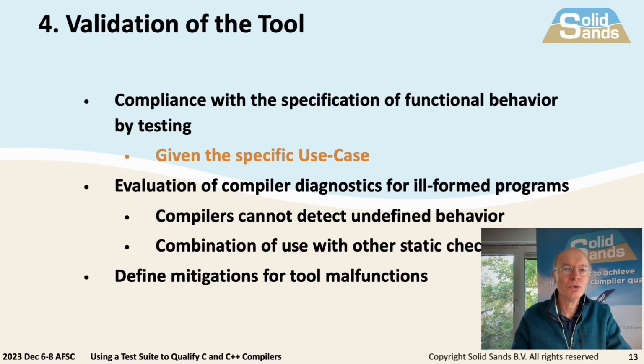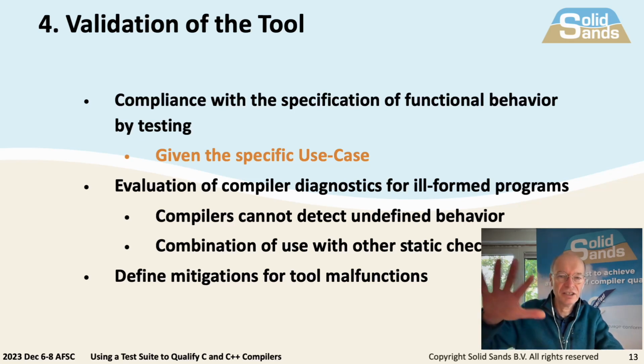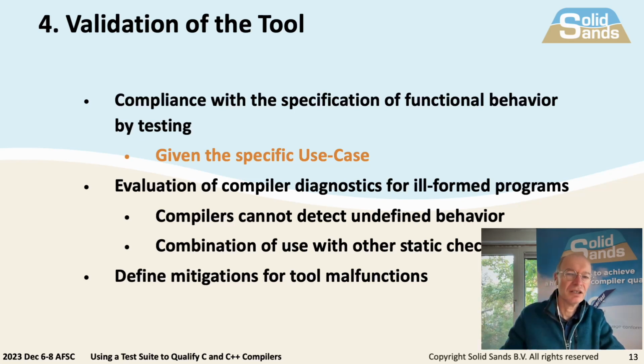So what you need to do for the validation of the tool is to establish that it is compliant with the specification of the functional behavior of the compiler in the language definition, the C or C++ standard. And you have to do that for the specific use case, so for the specific options that you use. We've already seen a different kind of options can result in usually different generated code.